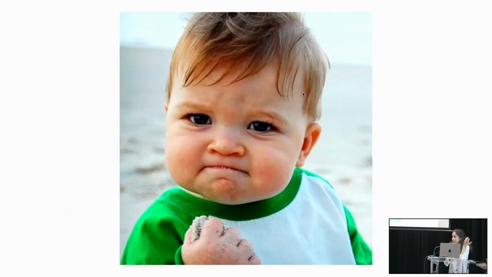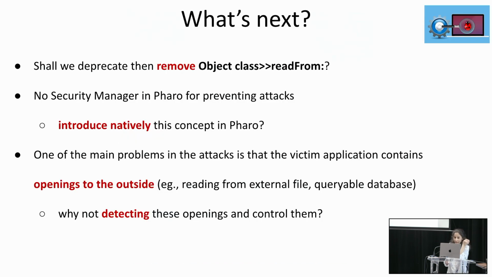So we are happy. We succeeded. The attack is done. But that means that we need to put more security checks when we are writing code in Pharo. As a future path of our work, we think it is good to look at the method readFrom, which contains a weakness by calling the method evaluate, and either remove, for example, the call to the method evaluate, or deprecate this method readFrom and then remove it, or put more control on that method.